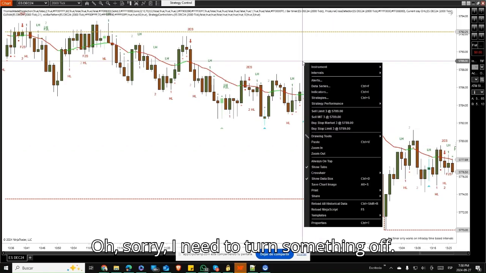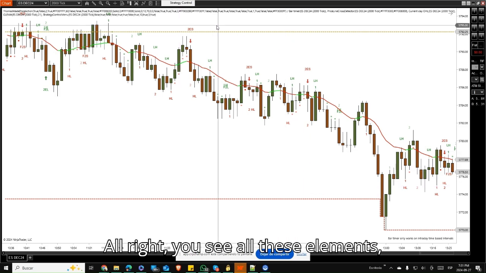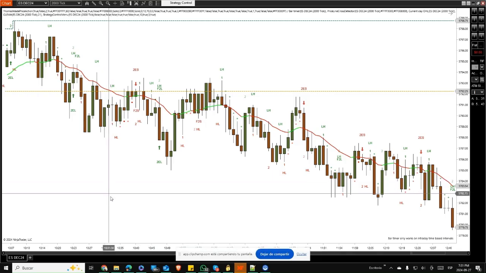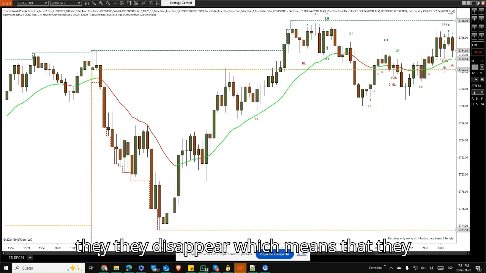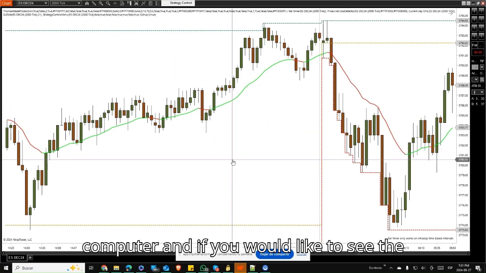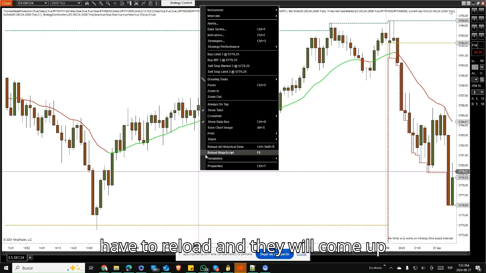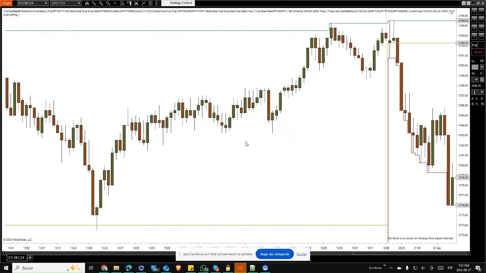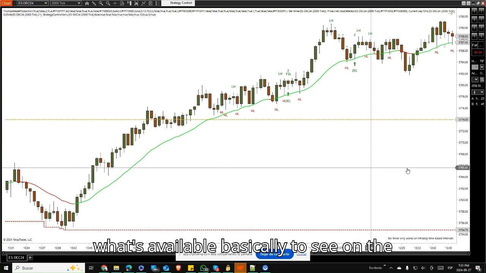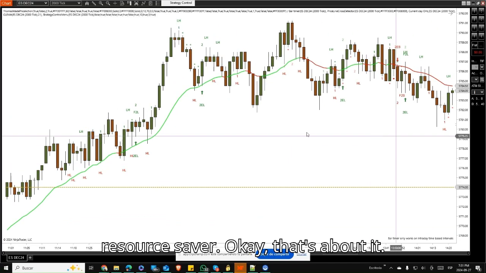Oh, sorry. I need to turn something off. All right. You see, all these visual elements are on the screen. But if we scroll to the left side, they disappear, which means that they won't use too many resources of your computer. And if you would like to see the markers from here on, then you would have to reload, and they'll come up. You see, they only show you what's available basically to see on the screen. So it's basically a resource saver.